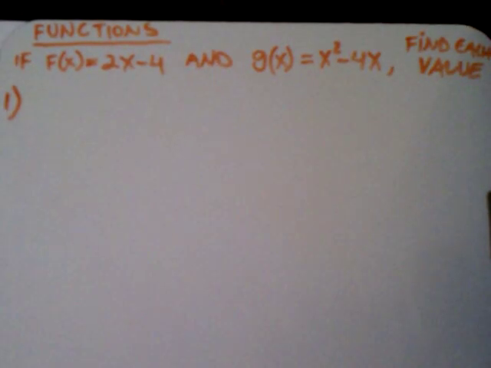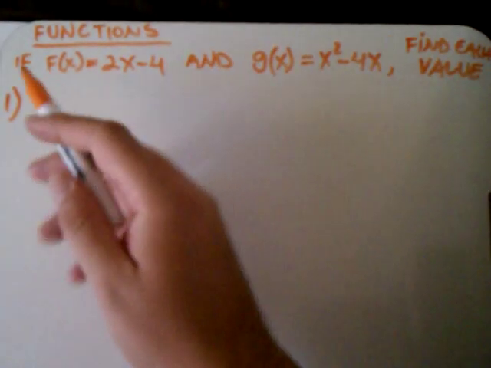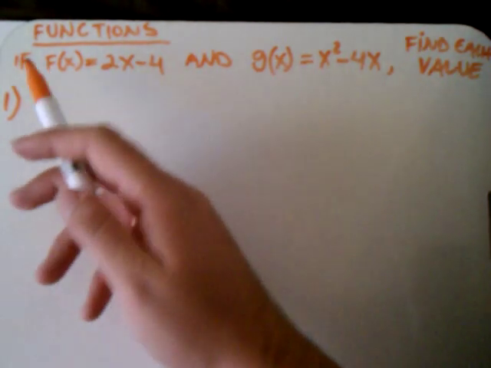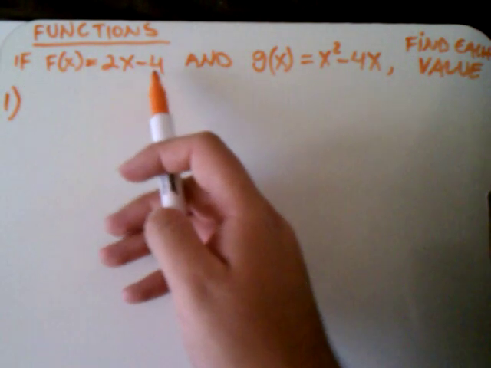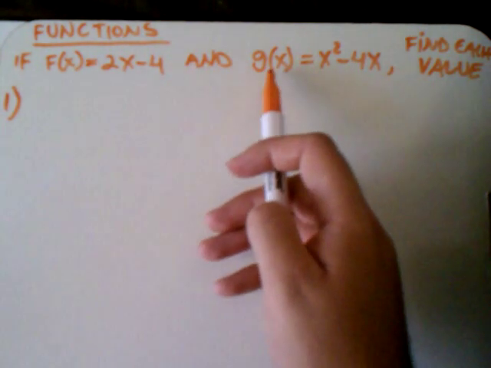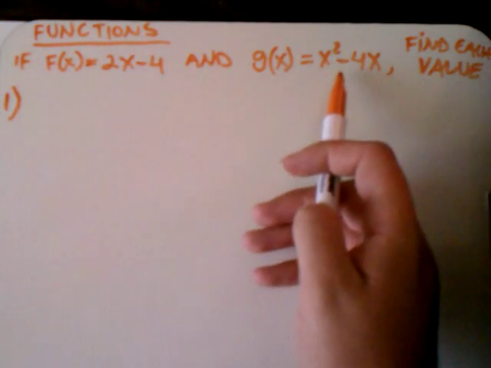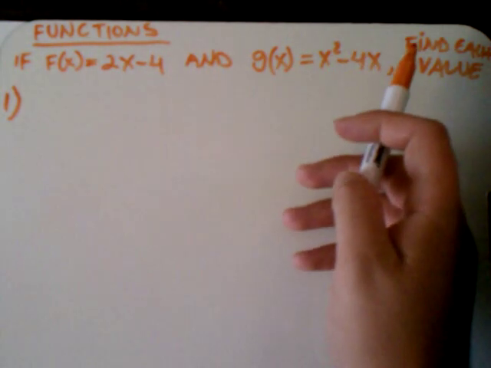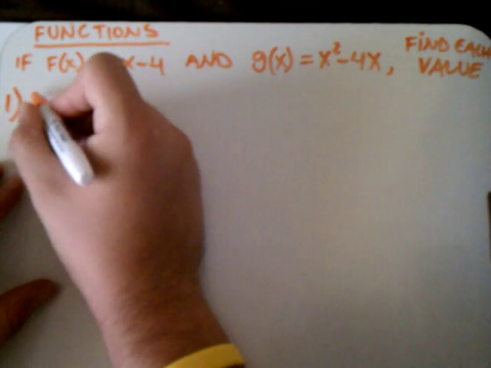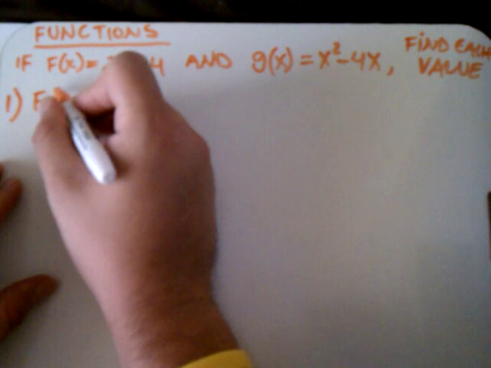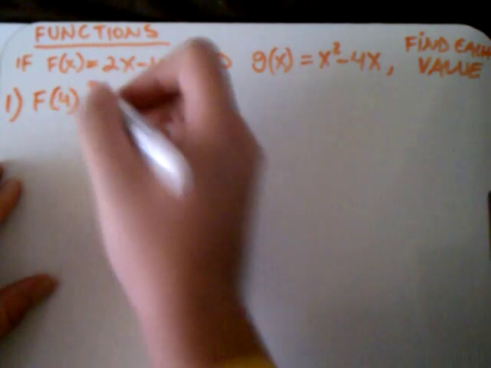Okay, today we're doing functions. This is the type of problem that tells you, for example, if f of x equals 2x minus 4 and g of x equals x squared minus 4x, find each value. Okay, our first value is going to be find f of 4.